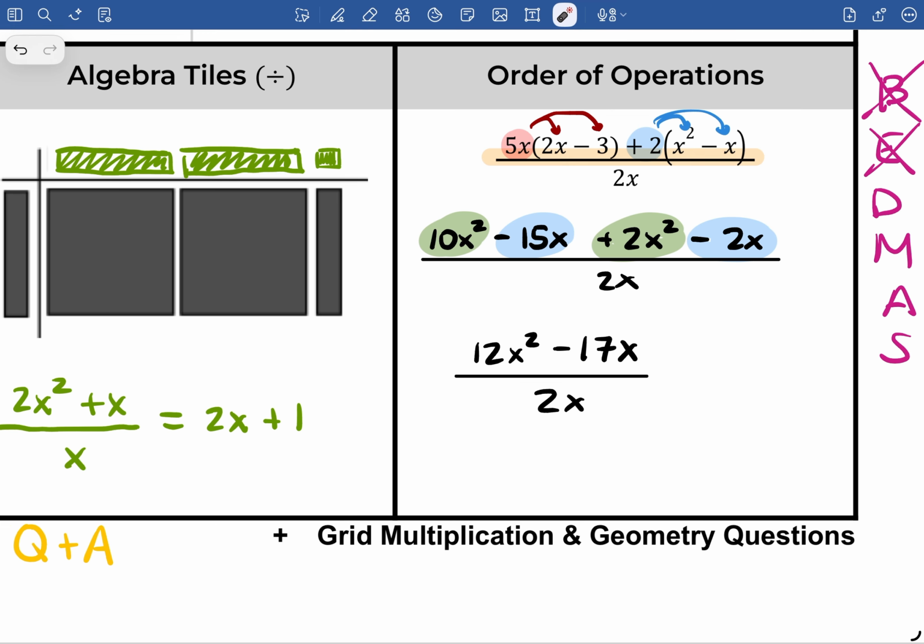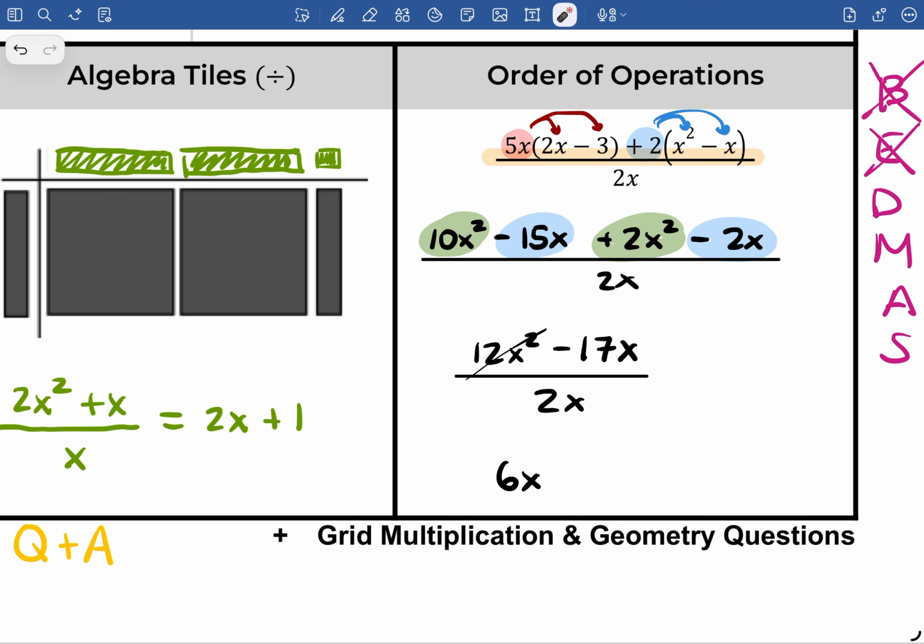Awesome. And then our last bit is now, is this as simple as it gets? No. Well, yes. At the top, sorry, the top of the fraction, is it as simple as it gets? Yeah. So now we can move on to the division. Now we can actually say, okay, what is 12x squared divided by 2x? And we get 6x. And then we're done with that.